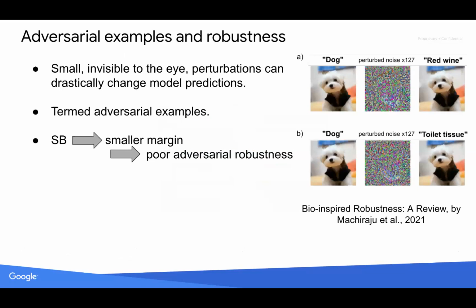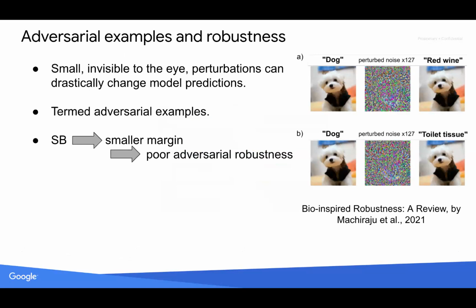So before I mention adversarial robustness, let me briefly introduce adversarial examples. These are very small, invisible-to-the-eye perturbations that can drastically change the class of model predictions for any given image.